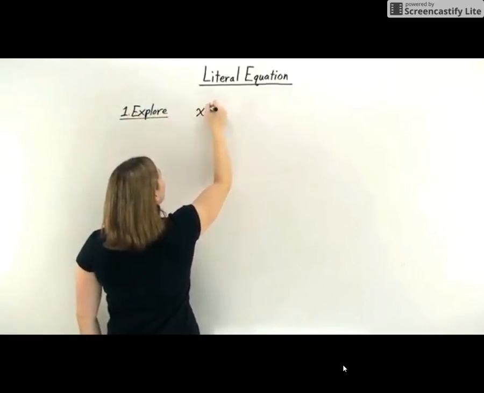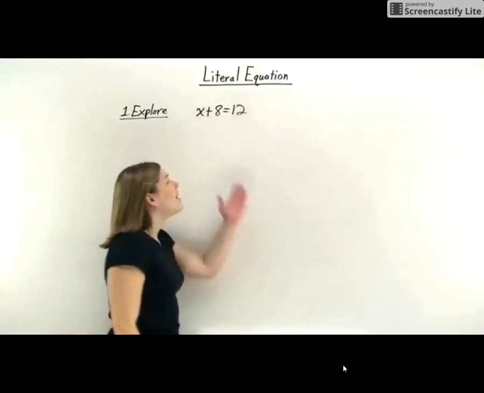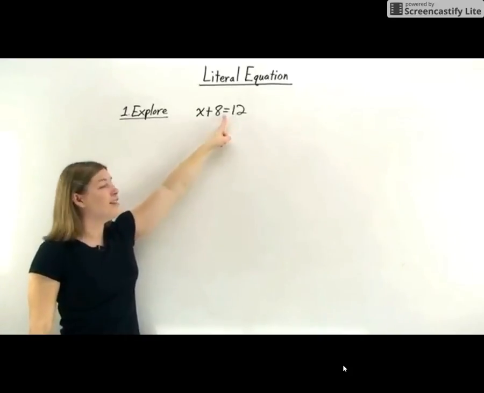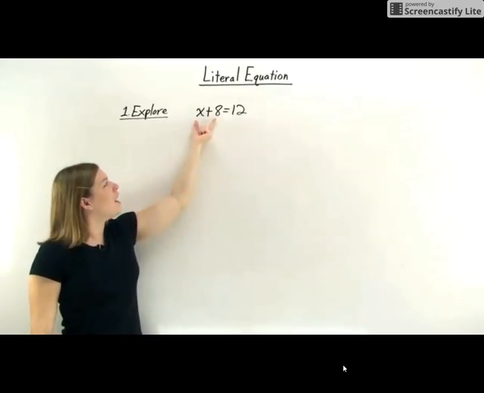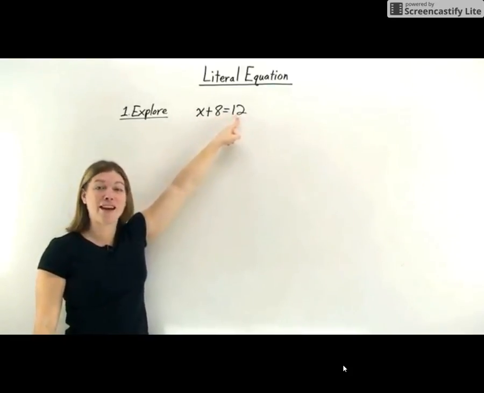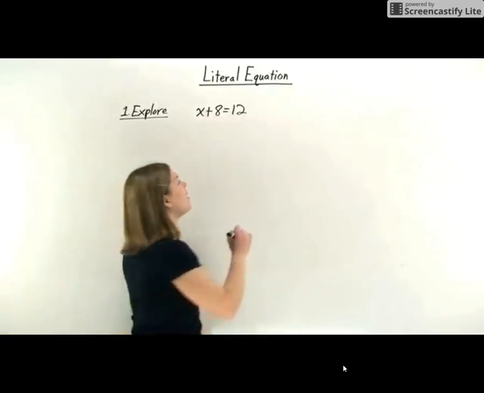Let's say we have this: x + 8 = 12. This is an example of an equation. We have the left and a right-hand side of the equal sign. Here we're saying that x + 8 is equal to, or the same as, 12. We're saying that the left side is the same as the right side.